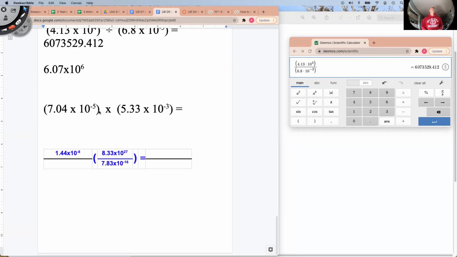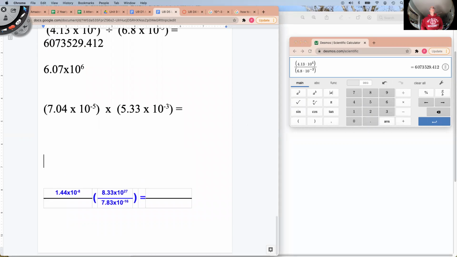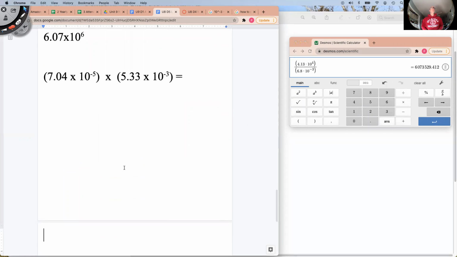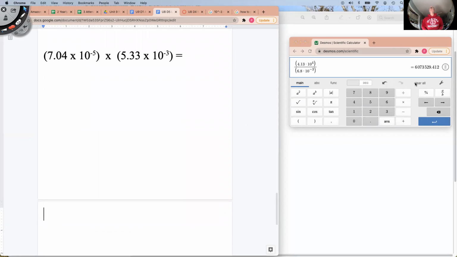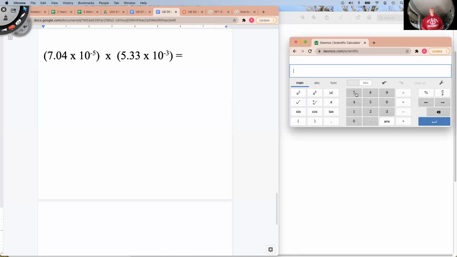Okay, the next problem here says you have 7.04, and let's clear this out. Okay, so we're going to put in 7.04, and we'll put parentheses. Sorry, I told you to always put parentheses. All right, we'll go back in there. 7.04 times 10 to the power, and it's the negative 5th power.